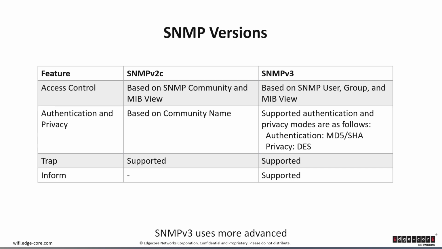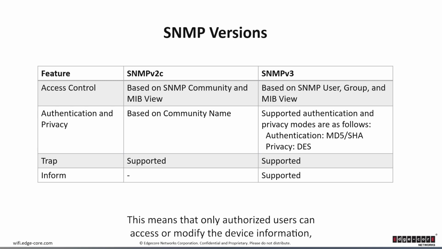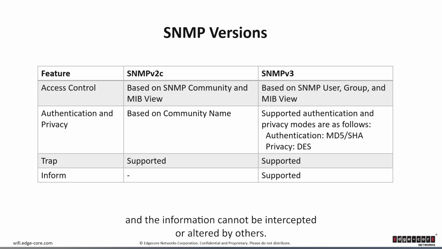SNMP v3 uses more advanced methods, such as encryption and authentication, to protect the communication between the devices. This means that only authorized users can access or modify the device information, and the information cannot be intercepted or altered by others. SNMP v2c is easier to set up and use, but it is not very secure.